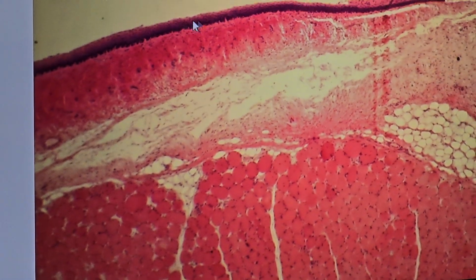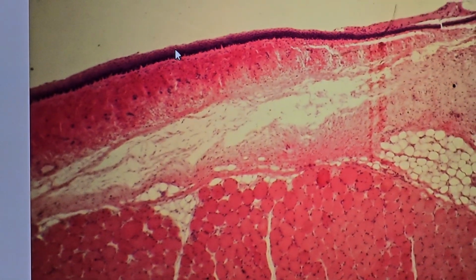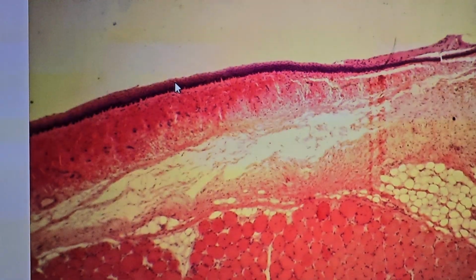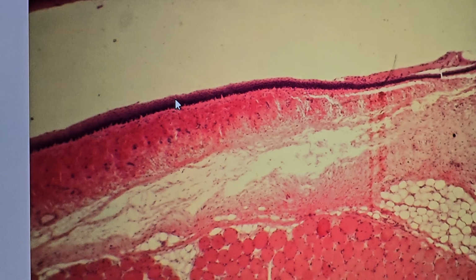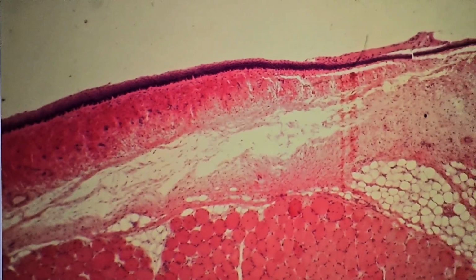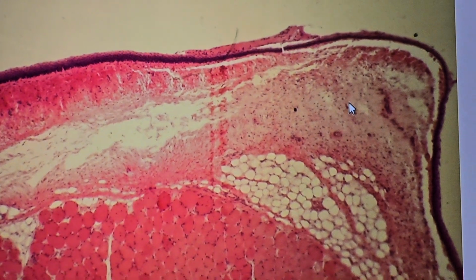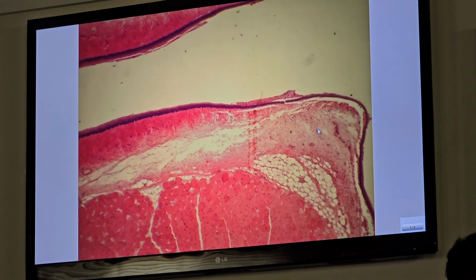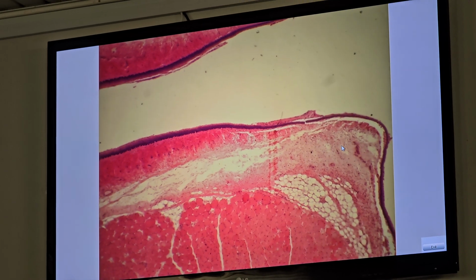What is the main function of this epithelium? Why stratified squamous epithelium? The movement, and protection, right? Protection from where? Yeah, from the particles in the air movement.